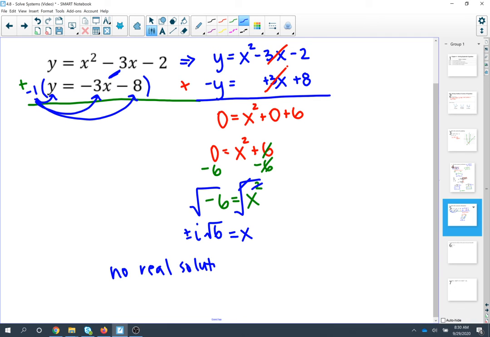And we can just be done there because ultimately we're looking for the intersection. This does not have an intersection, so we have no solution.